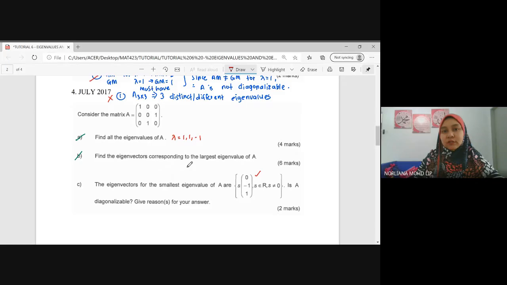Okay, find the eigenvector to the largest eigenvalue of A. So largest for lambda equal to 1 lah kat sini. For lambda equal to 1 awak dapat, okay, dapat dia punya eigenvector equal to, ada 2 kat sini. Contoh A. 0, 1.